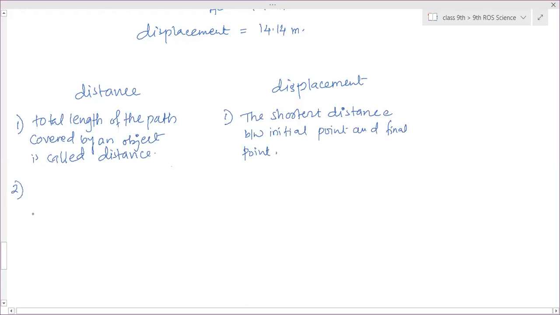Where were we? Second point. Distance is a scalar quantity. It is a scalar quantity that is direction independent, and the displacement is? Vector quantity. What do you mean by vector quantity? It means that the quantity is dependent on direction.